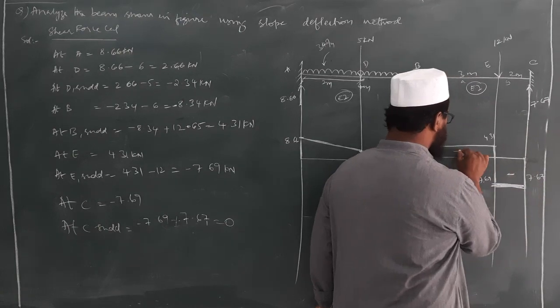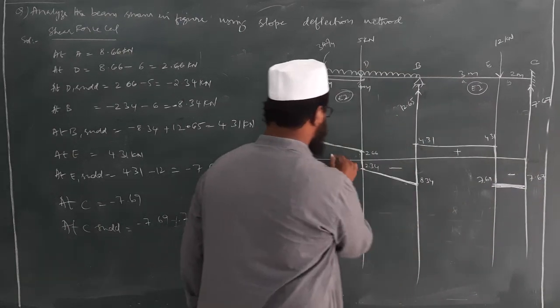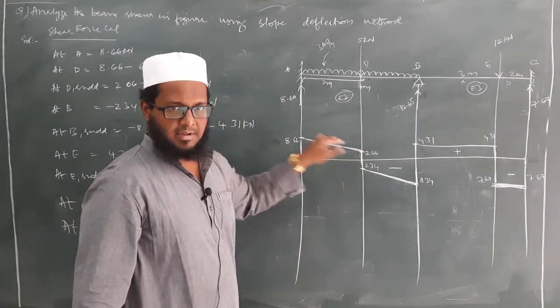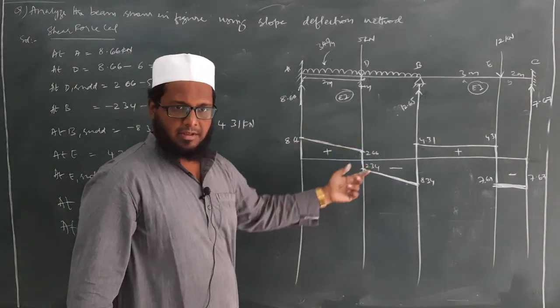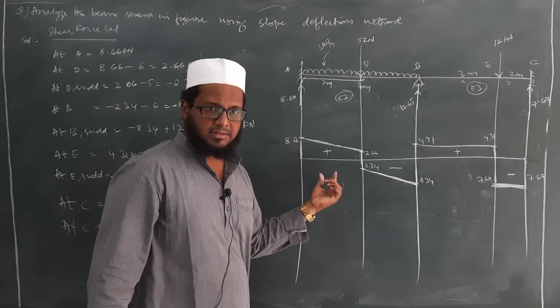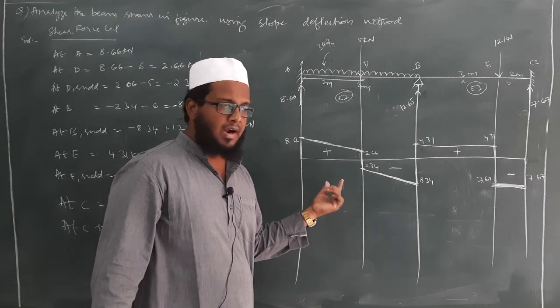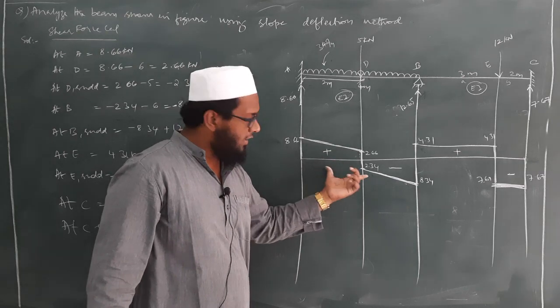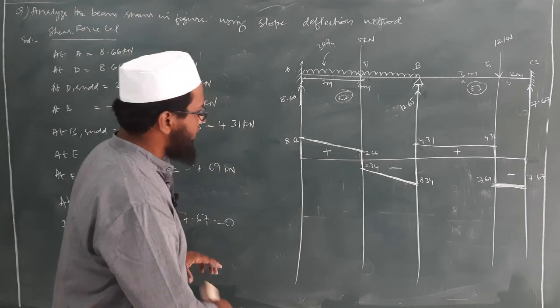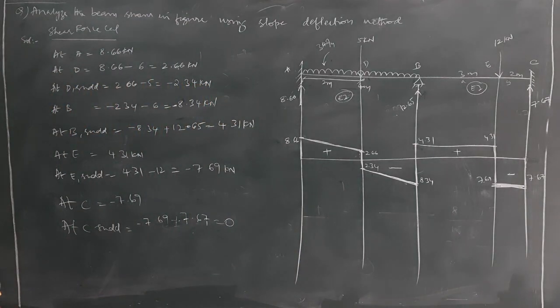So this is minus, plus, minus and plus. Okay. Whenever you see this type of thing, an inclined line and a vertical line, you can easily recognize that there is a point load and a UDL on the beam or on that particular span. Okay. So this is our shear force diagram. Now we'll move to the bending moment diagram.